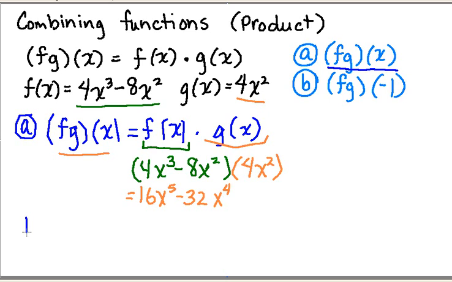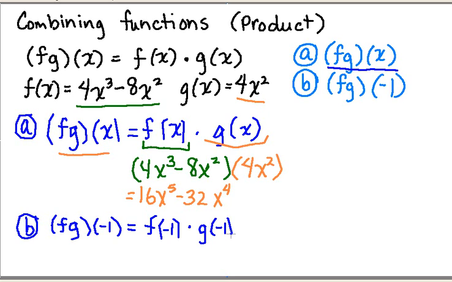In part B, though, they ask us to actually plug in a value. So they ask us (fg)(-1). All right. And so in place of defining this as f(x) times g(x), I can define this as f(-1) times g(-1). And what that means is I'm going to go to my f function. Wherever I have an x, I'm going to plug in a -1. So this will become 4 times (-1) cubed minus 8 times (-1) squared.